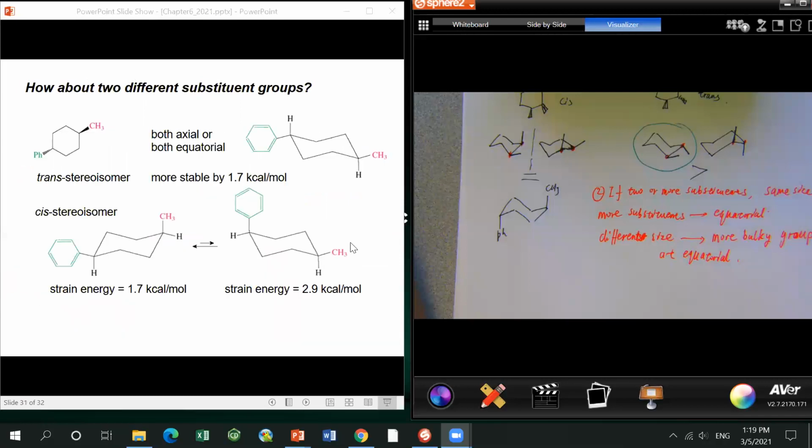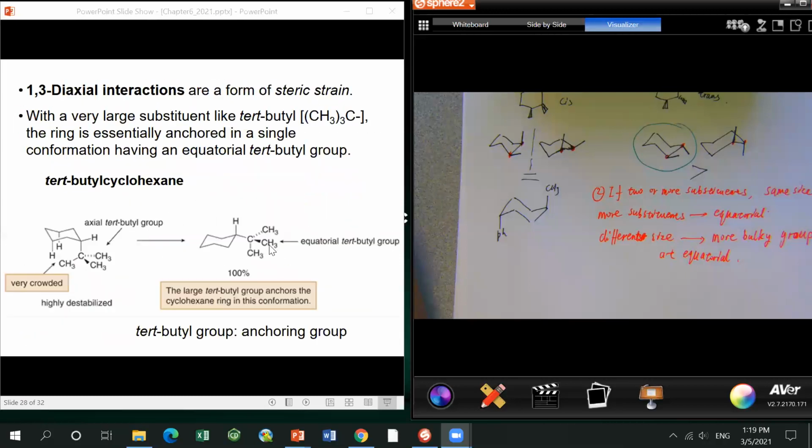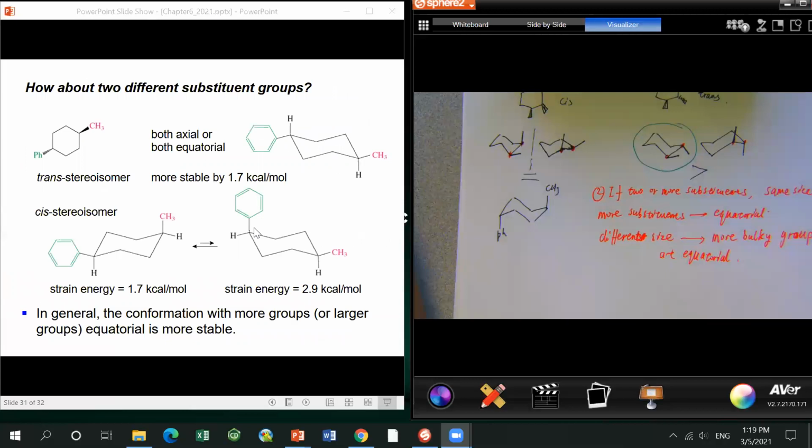And this is especially true for the bulky group. If you put a bulky group at the axial position, for example the tert-butyl, it's too crowded, so it's impossible. You have to put the bulky group at the equatorial position. That's the general case: the conformation with the large group in the equatorial position is more stable.